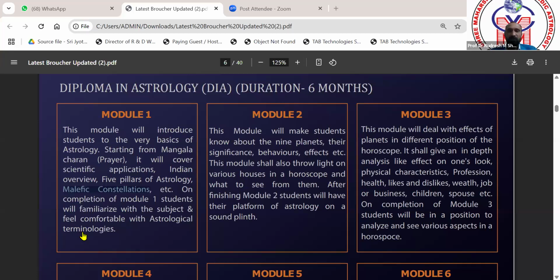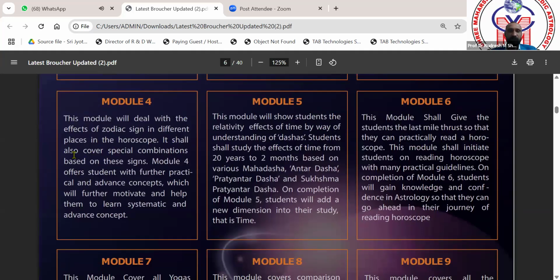And your module two consists of the significance of planets, their behaviors, and also the positions of planets in the horoscope. Module three consists of the effect of planets in different positions in the horoscope, and you would be able to understand the results by understanding the positions in terms of degrees. Your module four consists of the special combinations based on the zodiac signs, right? Where each and every planet in which zodiac sign it is present, based on that, you will be learning how to predict it.